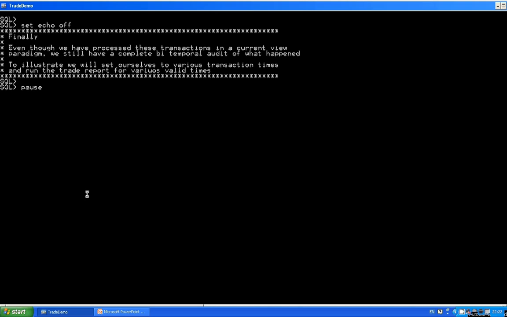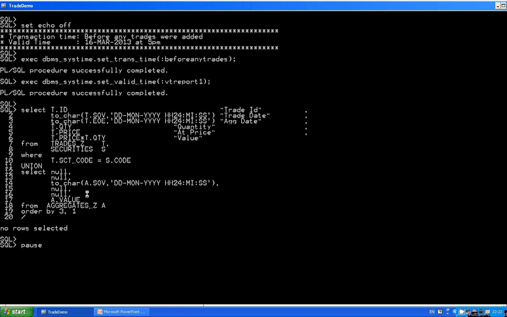So finally, even though we produce quite a sophisticated result from a very straightforward schema using very straightforward DML and select statements on the current view, all the result of all that DML has meant that TRE has left us with a complete bitemporal audit of what we've done. To show this, we're just going to move around valid and transaction time and run the select statement for the report at those times.